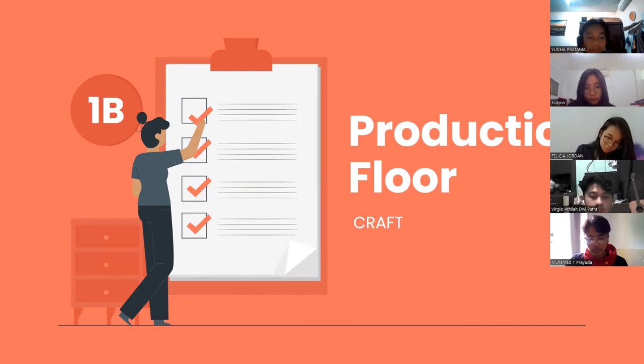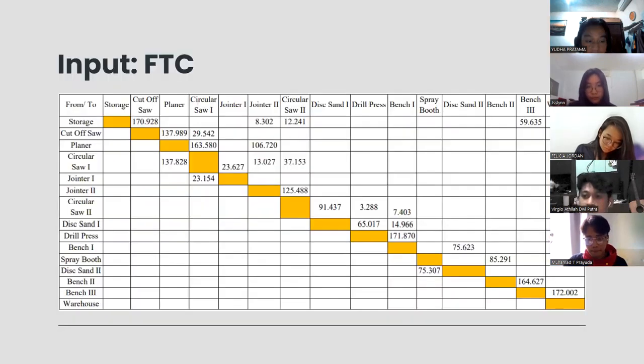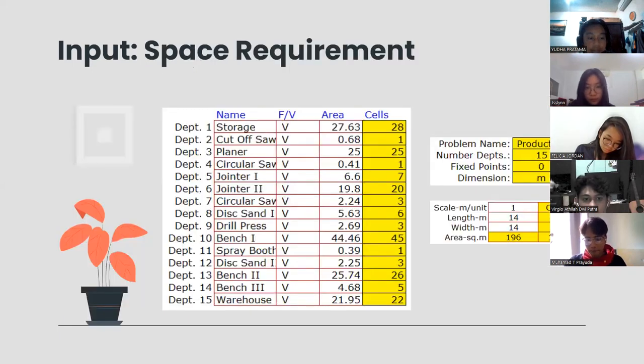In the production floor, we discussed the from-to chart, initial layout, layout generation, layout evaluation, and design. Next slide, please. This is the calculation of the from-to chart for the production floor. Next slide, please. This figure shows the space requirement for each area in the production floor. The next slide will be explained by my friend.